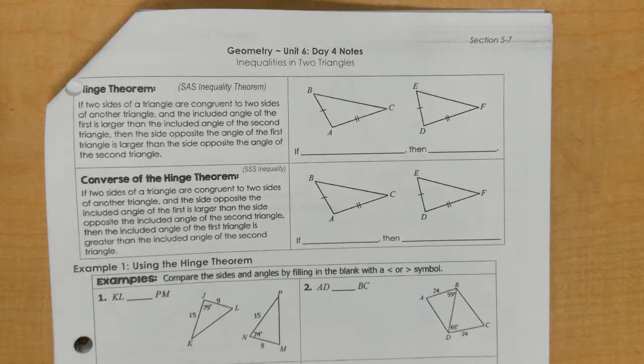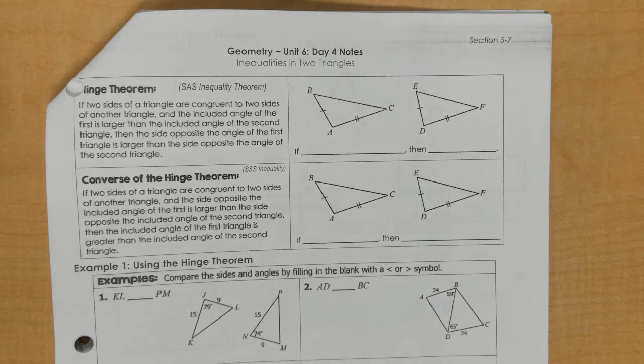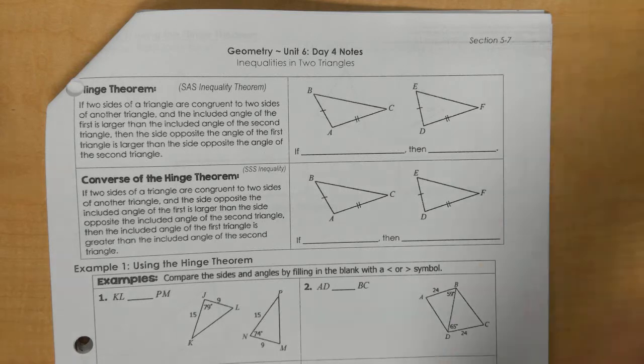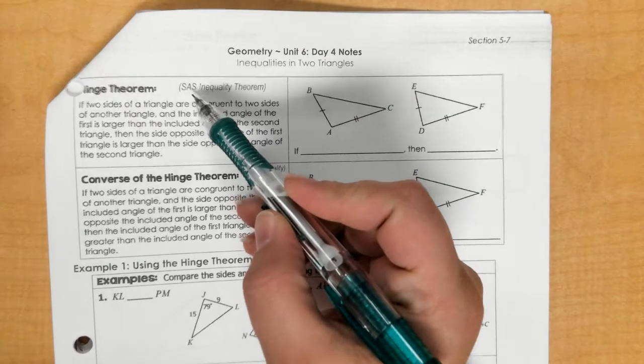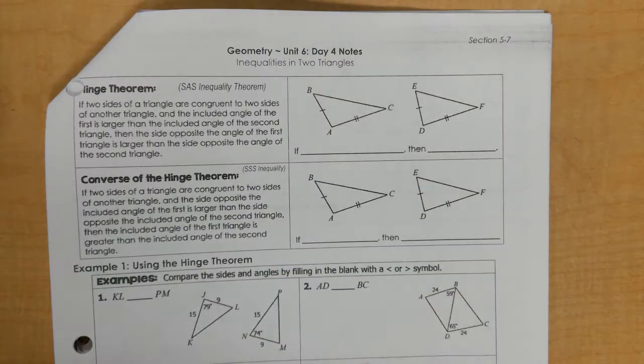For the last day of notes, day 4, this topic is inequalities in two triangles. So for this first one, called the hinge theorem, it also is listed as the SAS inequality theorem.